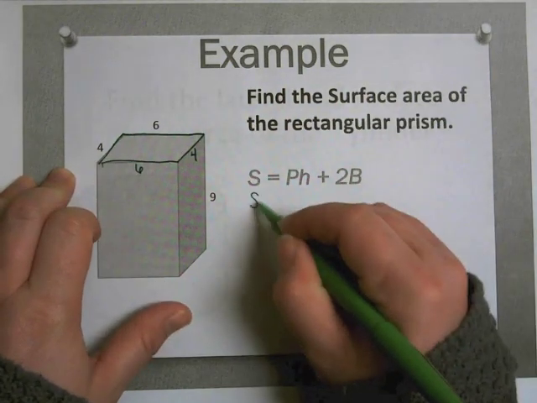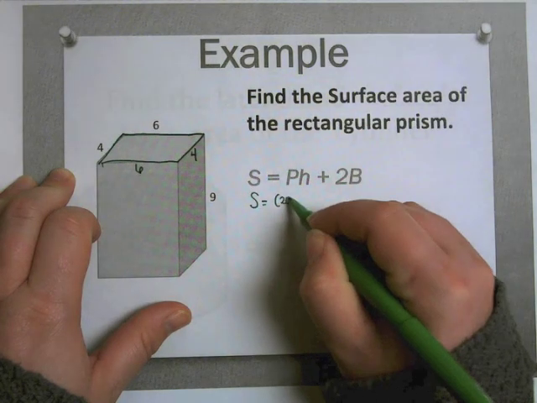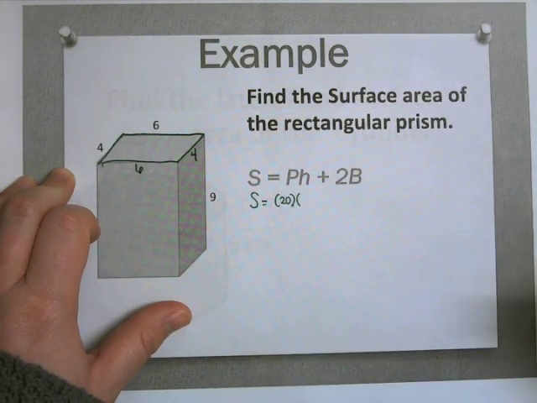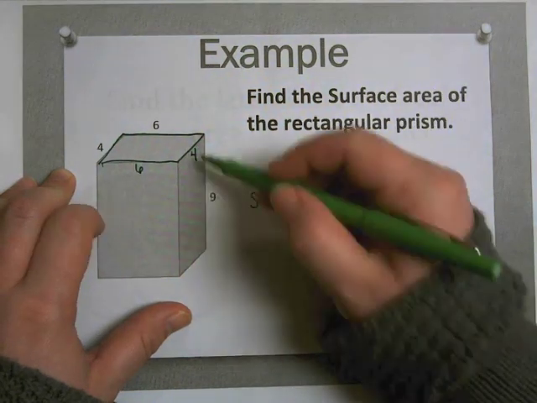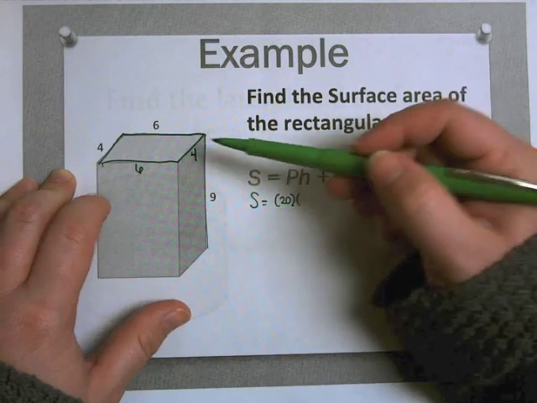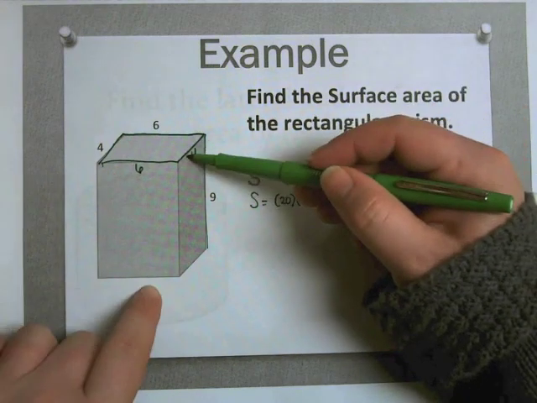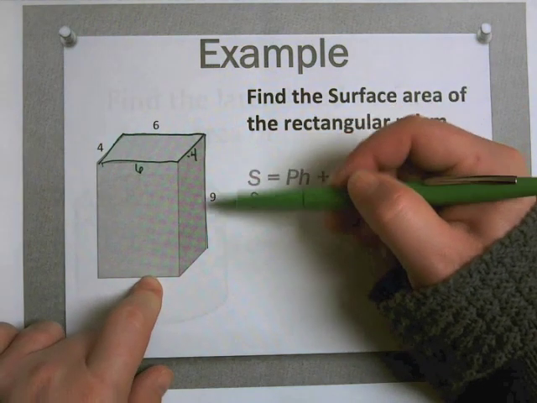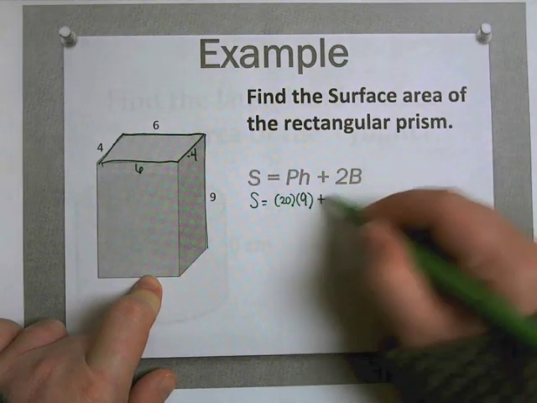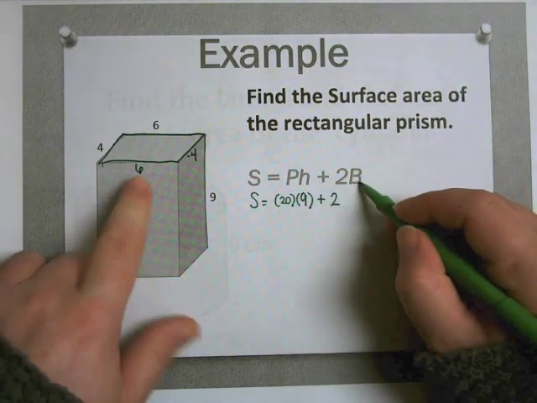So I've got my surface area equals 20, times the height of the whole figure, which is right here. Basically the height is the distance from base to base. Well, here's the first base, here's the second base. What's the distance between the two? 9. Plus 2. Now I've got to find the area of the base.